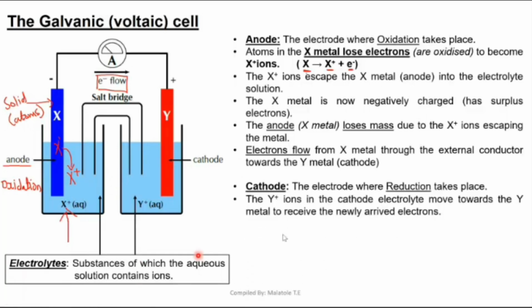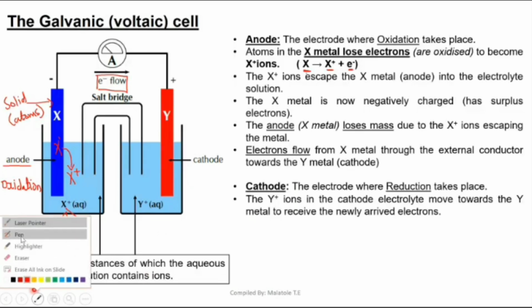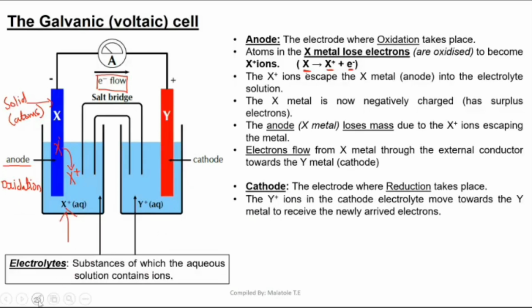Now, what then happens is that there are Y ions there, the positively charged Y ions, so you can see them. What happens to them? Remember, we've just had electrons arriving. Allow me to just use the pen and write. Let me use the blue one. We've just had a number of electrons arriving here. Where are they coming from? They are coming from this side. Remember, they are coming from the anode side.